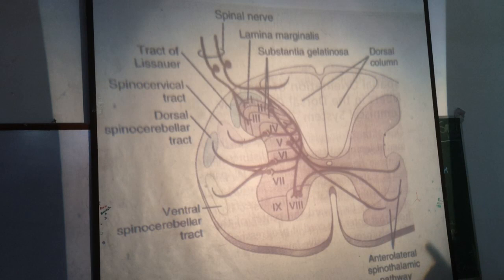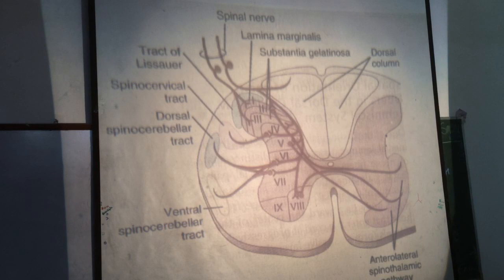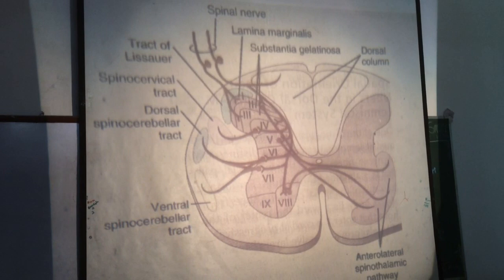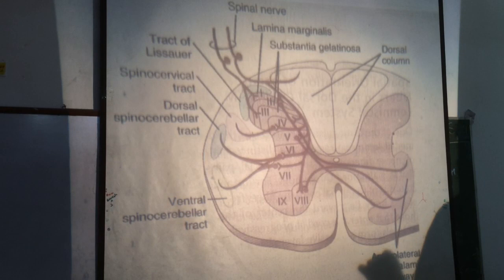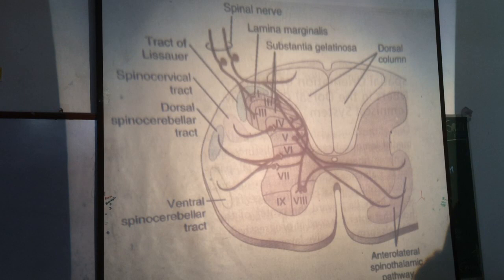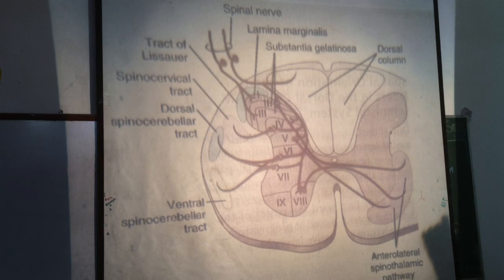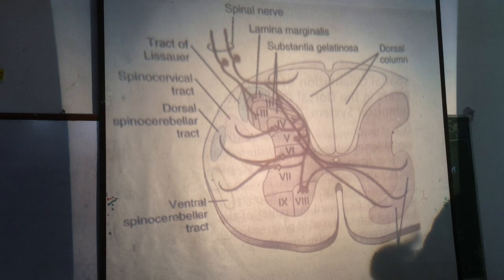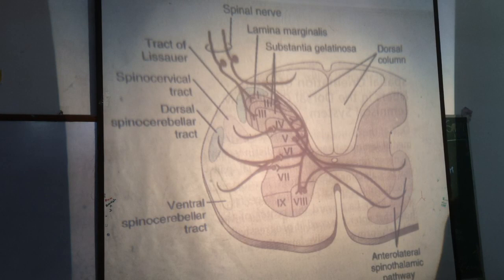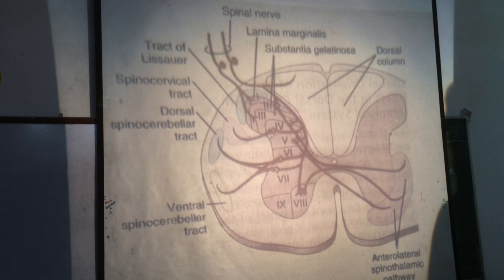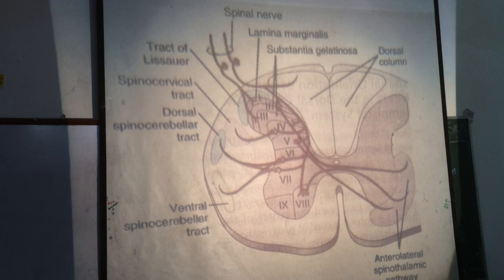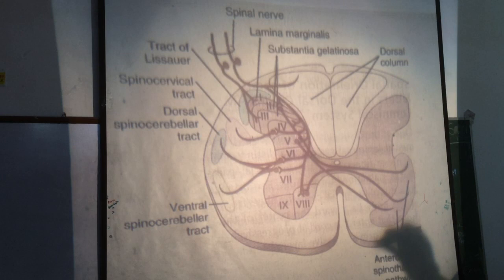First order nerve fibers carrying these impulses enter the spinal cord through the dorsal nerve root. These synapse with second order neurons in lamina 5 and 6, in the posterior gray column of the spinal cord.